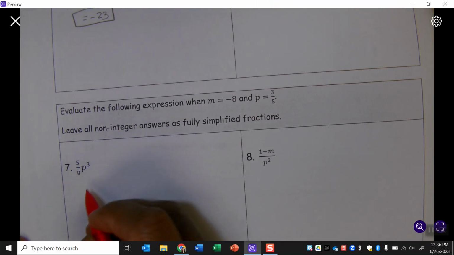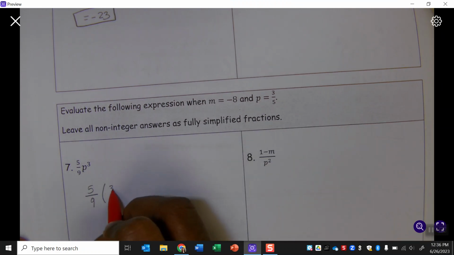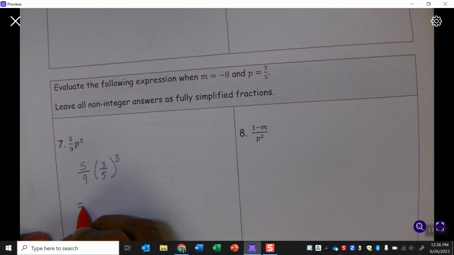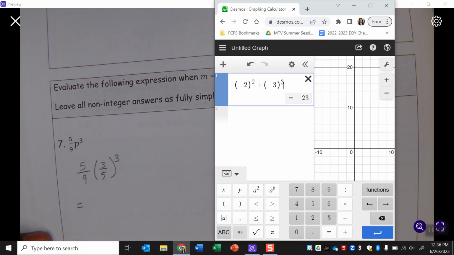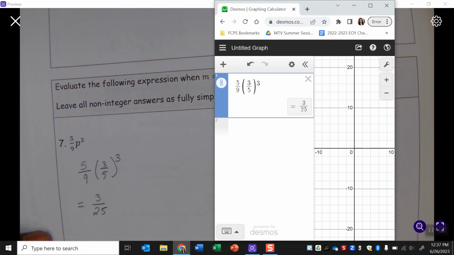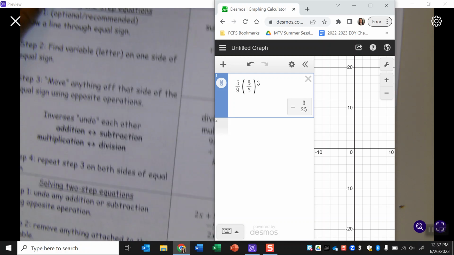This one has some fractions, so we have to be a little careful. So 5/9. P is 3/5 cubed. This one, I'm definitely going to put in Desmos. Let it help me get the answer. So 5/9 times 3/5 to the power of 3. I'm going to go ahead and press that. So that is equal to 3/25. I'll have you try number 8. That's 1.1.